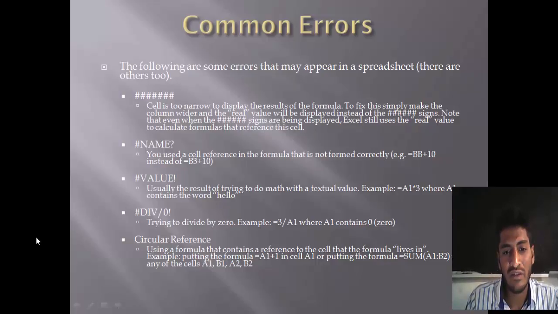Circular reference: using a formula that contains a reference to the cell that the formula lives in. For example, putting the formula equal to A1 plus 1 in cell A1, or putting the formula SUM A1 to B2 in any of the cells A1, B1, A2 or B2.